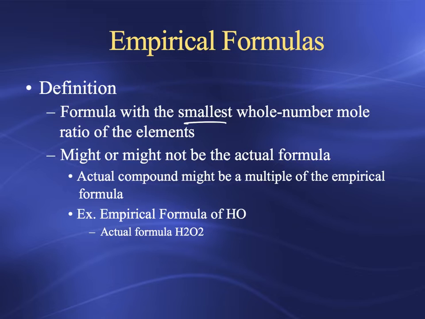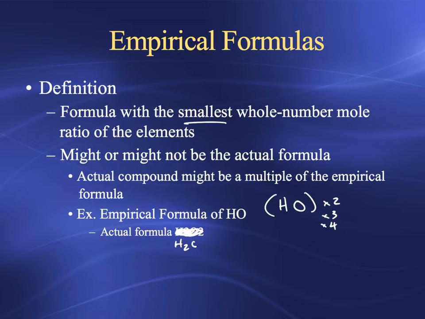Okay, so you might do the work here, and we'll show you what this looks like in a moment. You might do the work and find out that the formula for the compound looks like HO. You have 1 hydrogen and 1 oxygen. Okay, that might be the actual formula, but it could be some kind of multiple of this. It could be times 2 or times 3 or times 4 of that. Okay, the actual formula of the compound will be H2O2, right? Hydrogen peroxide is what that would be.